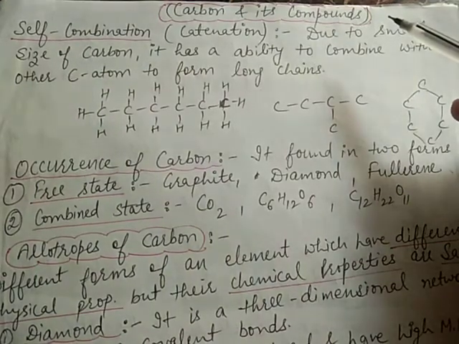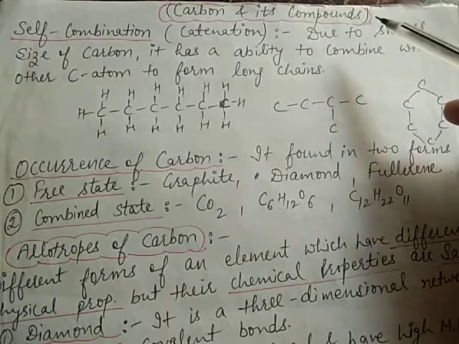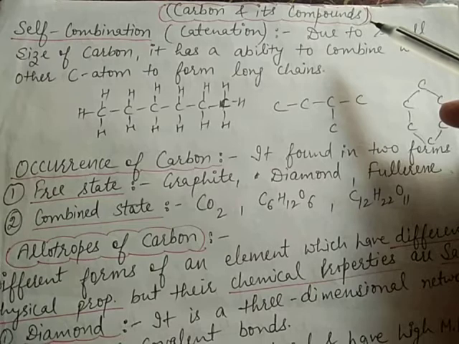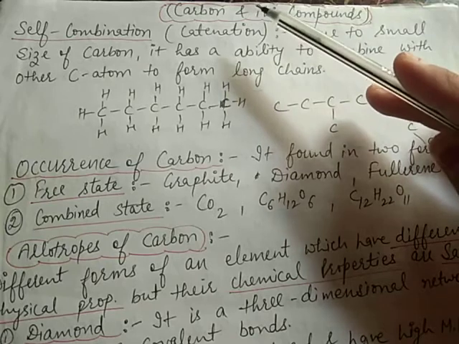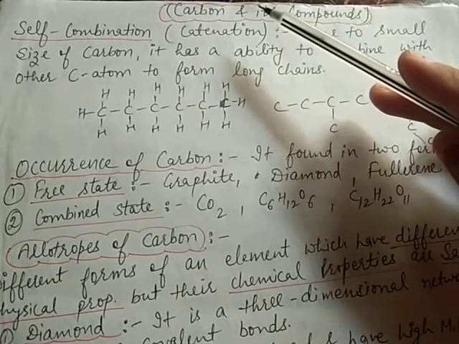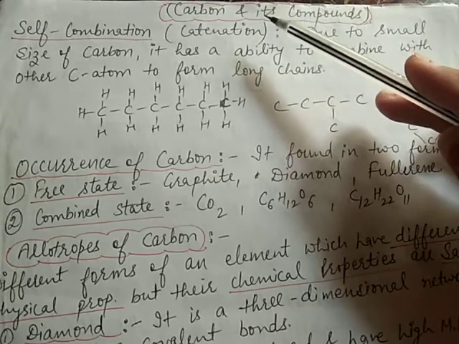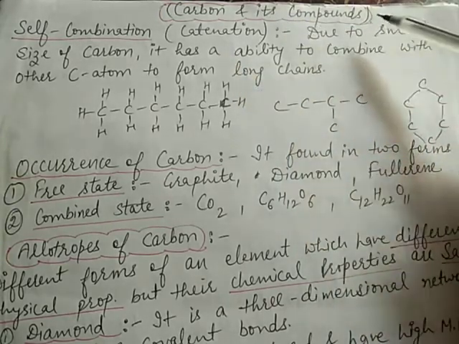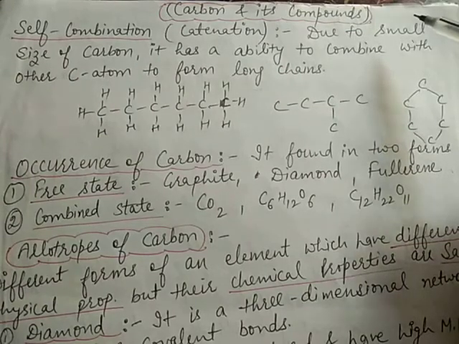Good morning, students. Today I will discuss the new chapter, that is chapter number 4. Name is Carbon and its compounds. First of all, carbon. Carbon atomic number is 6 and it is distributed in K and L shell, that is 2 electrons in K shell and 4 electrons in L shell.